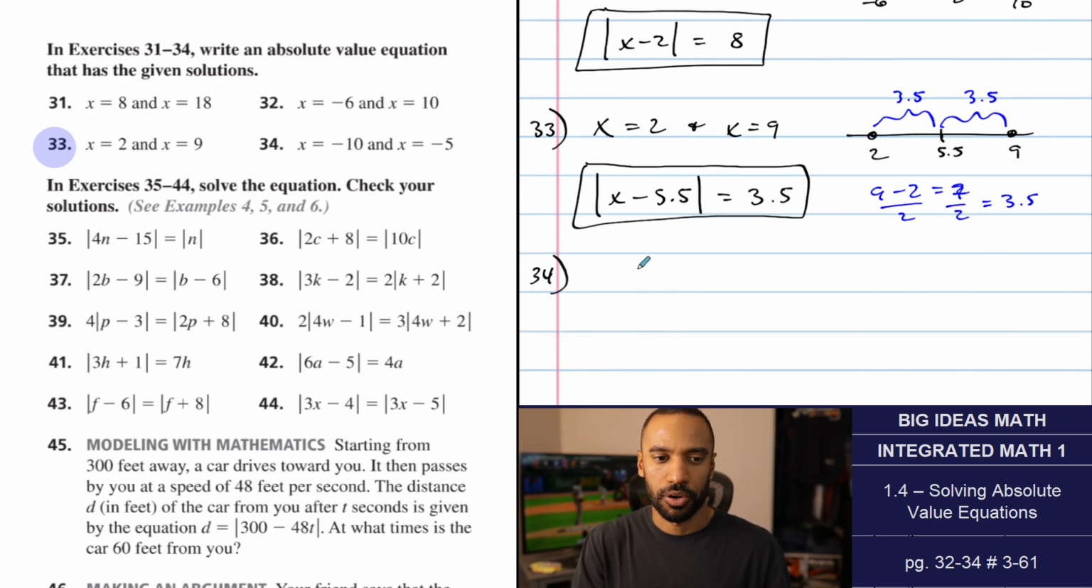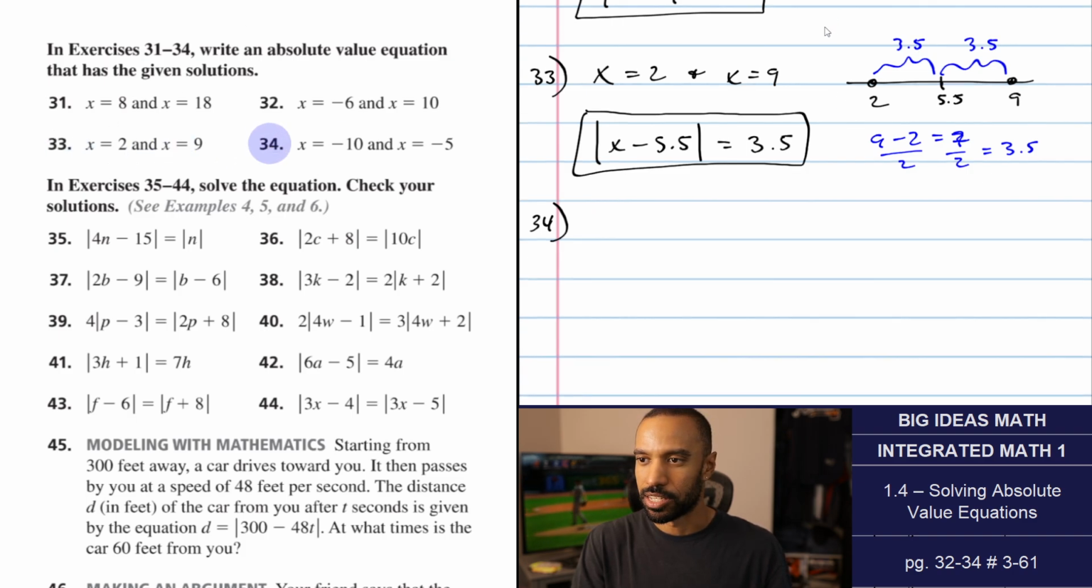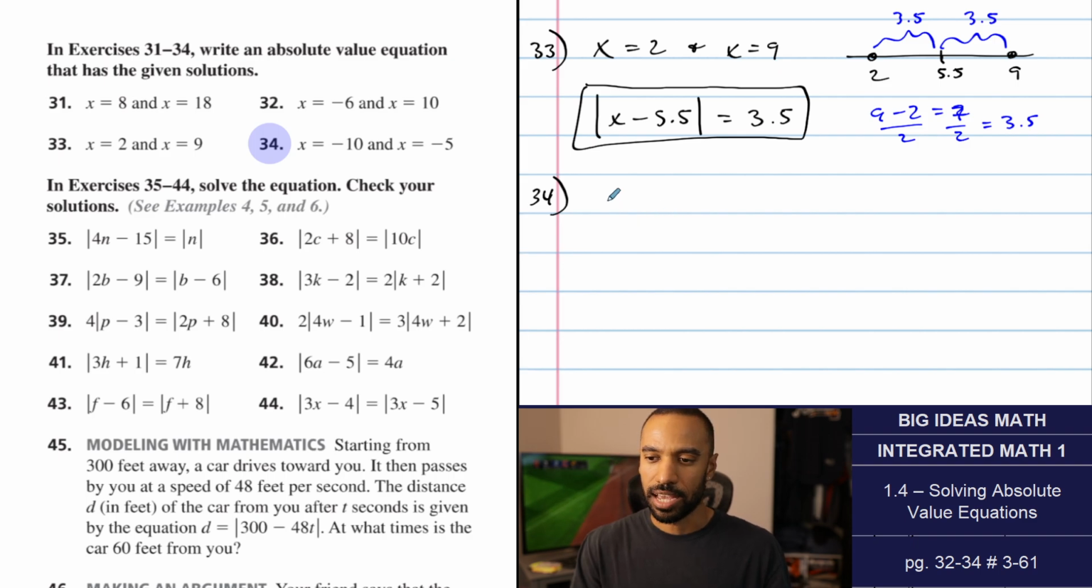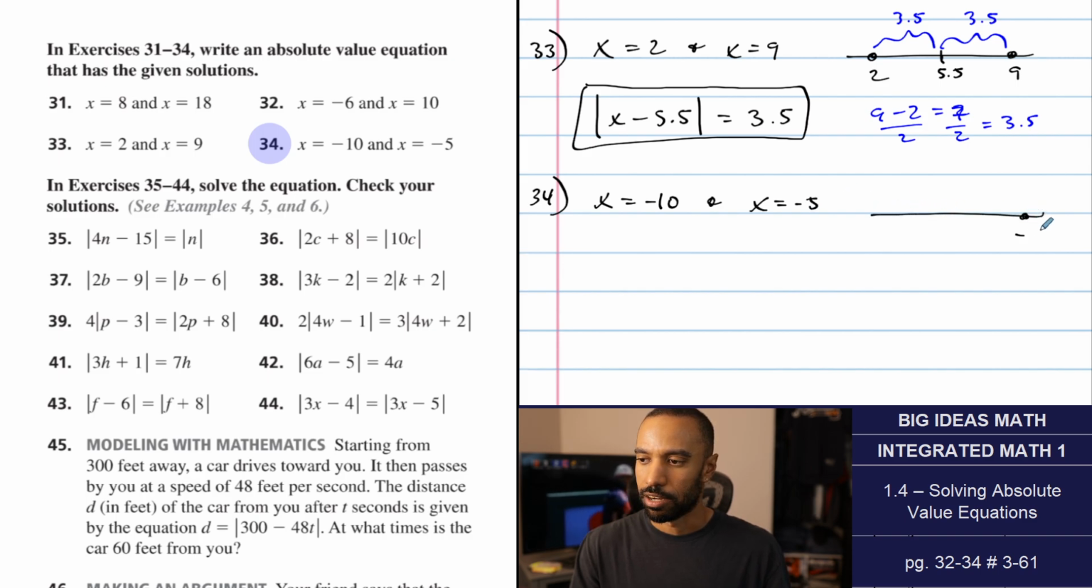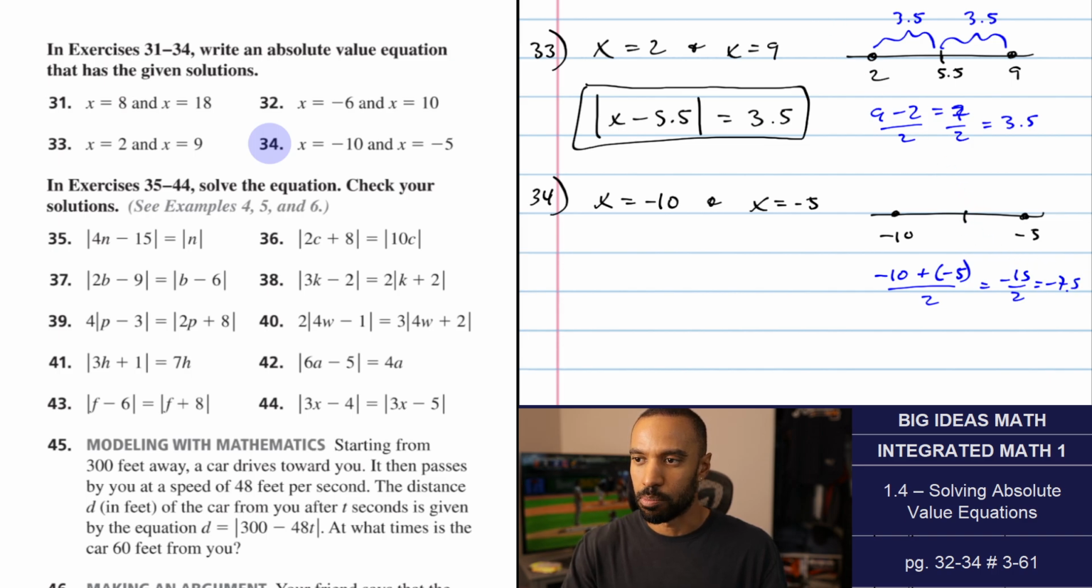And the last one, number 34, this time let's try the average version instead of half the distance. Let's say x equals negative 10 and x equals negative 5. Negative 5 over here, negative 10 a little farther left. What's the middle value? You could also average these two numbers. What's negative 10 plus negative 5 divided by 2? That's negative 15 divided by 2, which is negative 7.5. So negative 7.5 is the middle number.